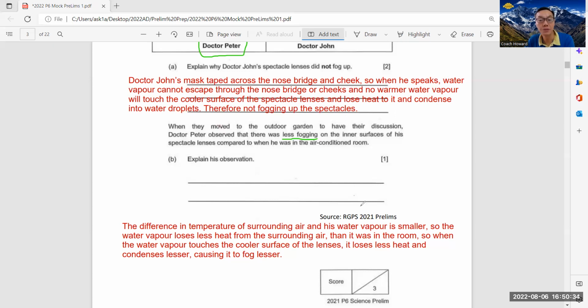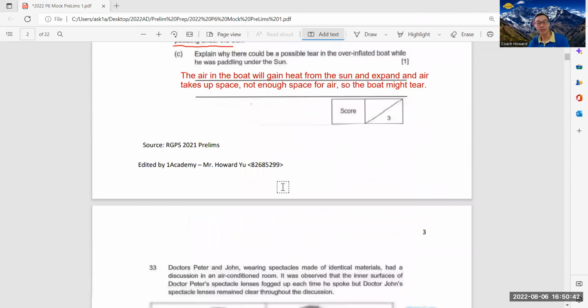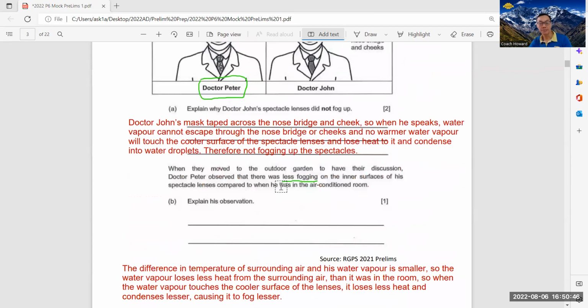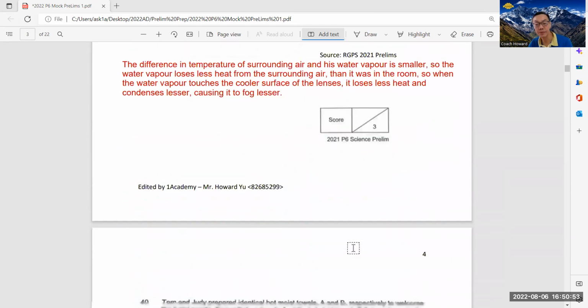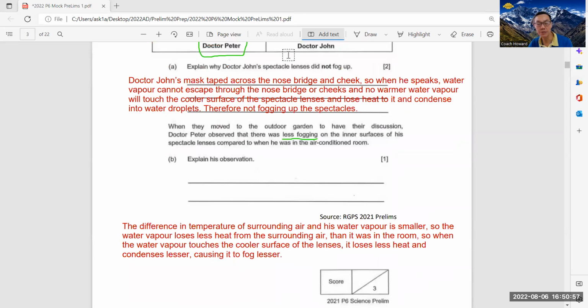This is the third question. Both of these questions earlier, this one and this one, are commonly tested in prelim exams. Actually, this is last year's prelim question from Raffles Girls Primary School. Then I will pause here to ask if you have any questions.